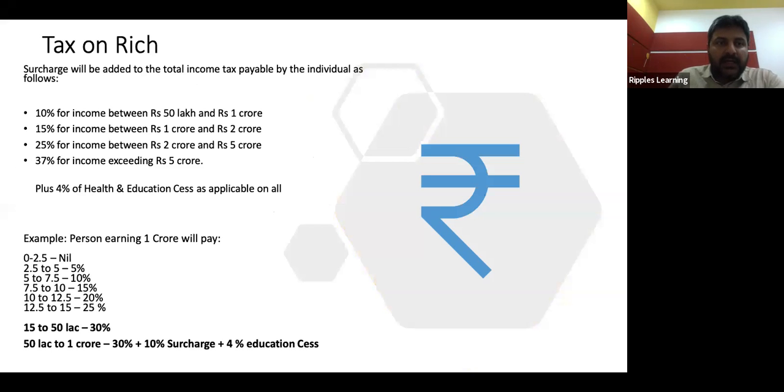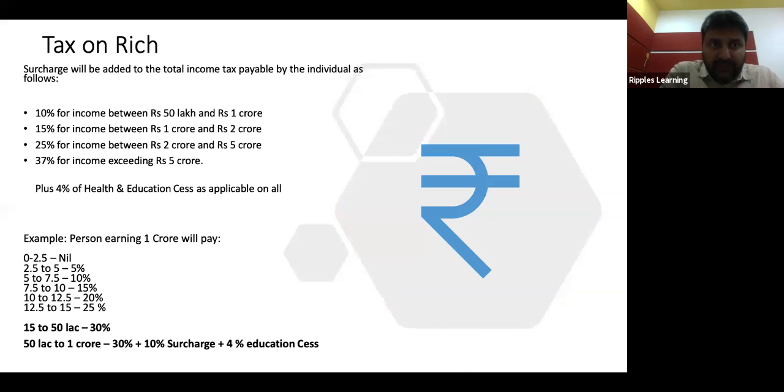Okay. Now let's also understand tax on rich, right? So according to the budget, who is rich? People earning above 50 lakhs per annum are rich. So a tax surcharge is added to the net income tax. Now this is also calculated the same way as the health and education cess is calculated, right? How is the health and education cess being calculated? It's being calculated on the net tax payable, right? So the surcharge would also be on net tax payable.